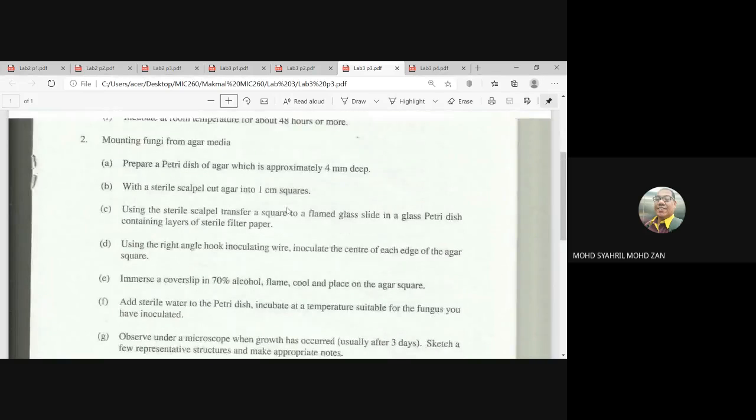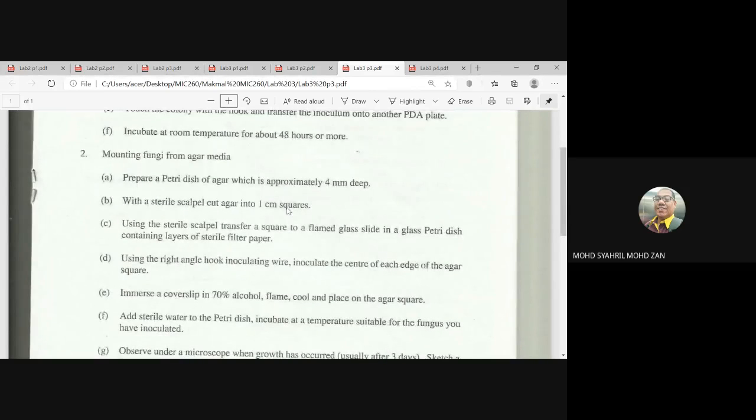Number two, so just now was inoculation. So number two, how do we mount fungi from the agar media. Prepare a petri dish of agar which is approximately 4 mm deep. Okay, meaning we put media in our petri dish. Make sure the height of the media is about 4 mm. Look at the thickness.